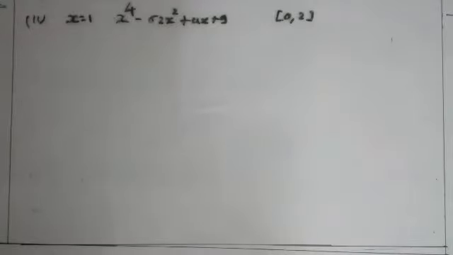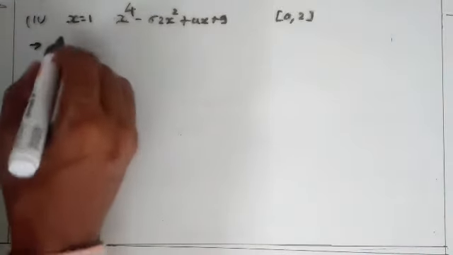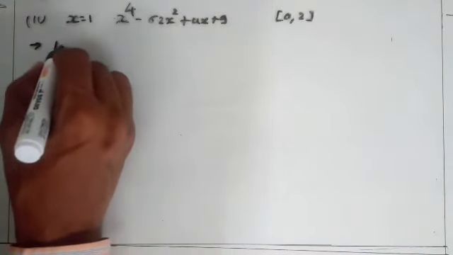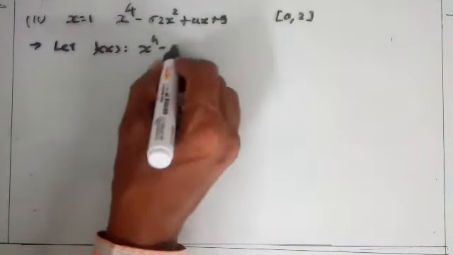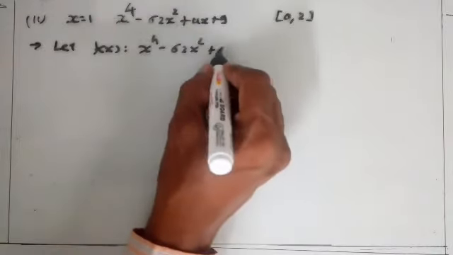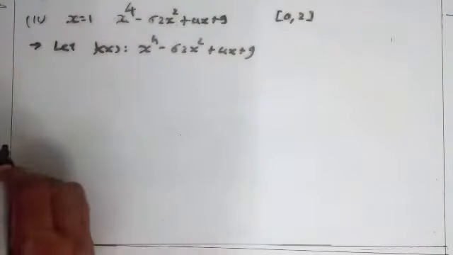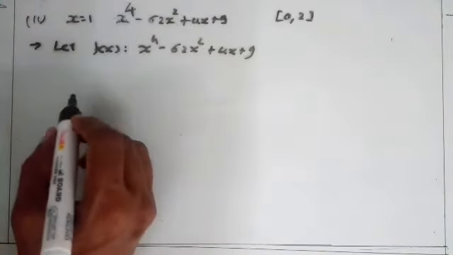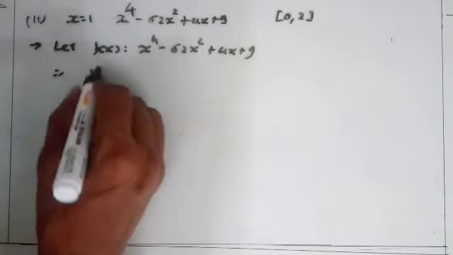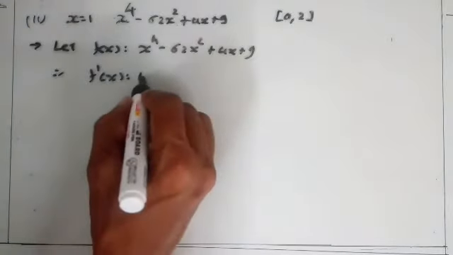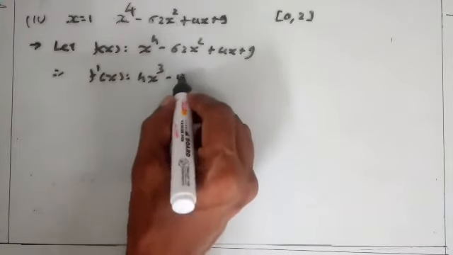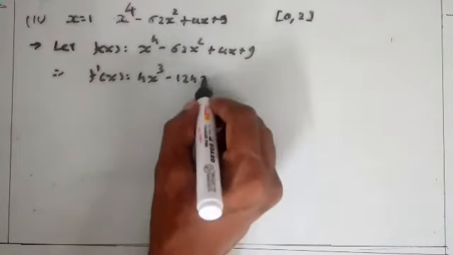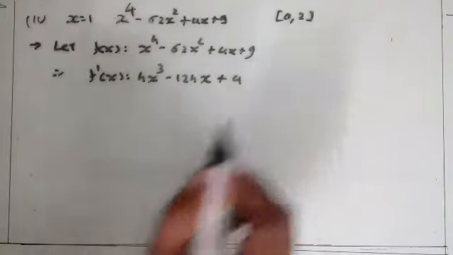Find the value of a. Here, first suppose the given function, let f(x) is equal to x raised to 4 minus 62x raised to 2 plus ax plus 9. Now get the first derivative. Therefore f'(x) is equal to 4x raised to 3 minus 62 into 2, which becomes 124x raised to 1 plus a.